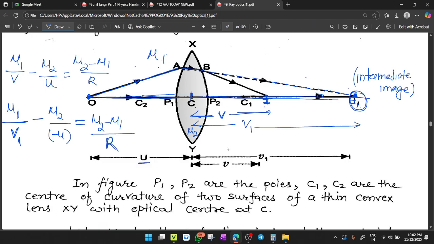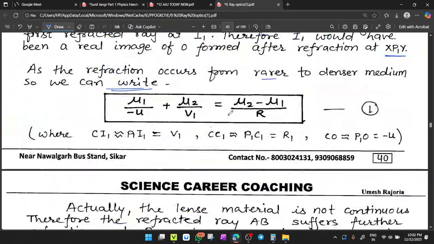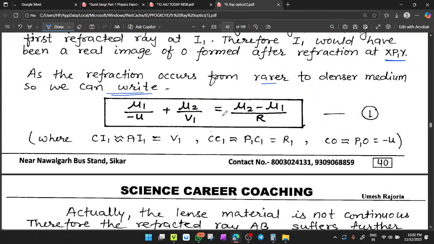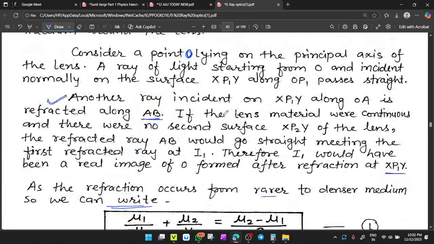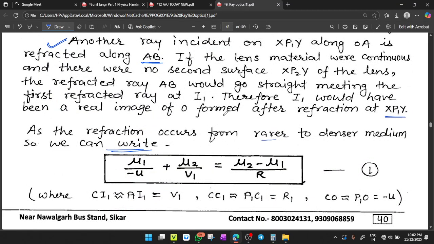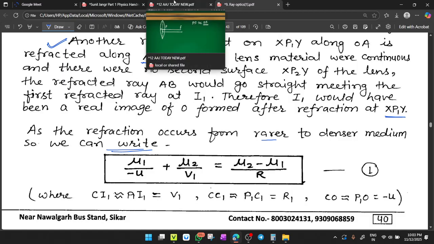So solve it: it will become mu1 upon V1, minus minus becoming plus, mu2 upon U, equal to mu2 minus mu1 upon R.